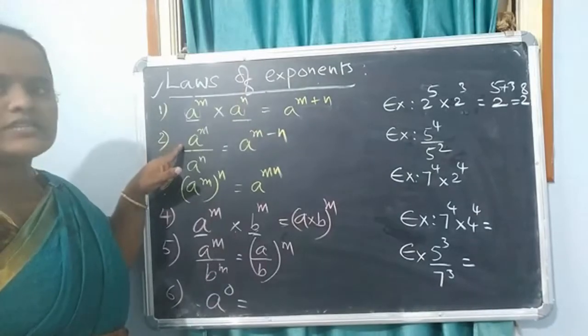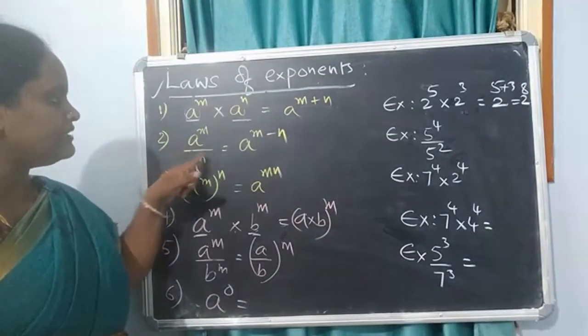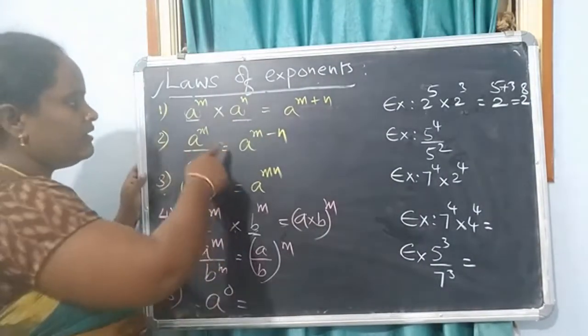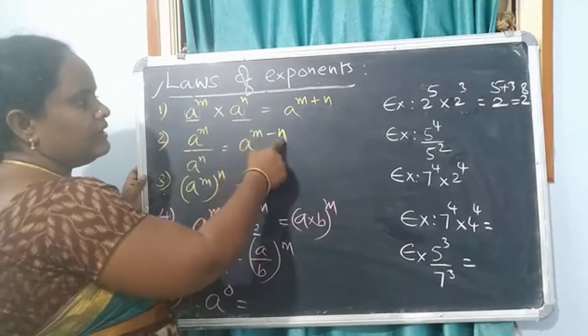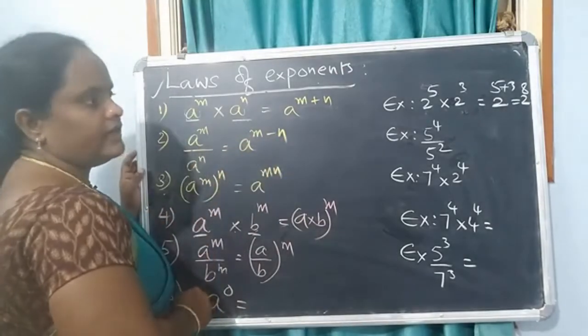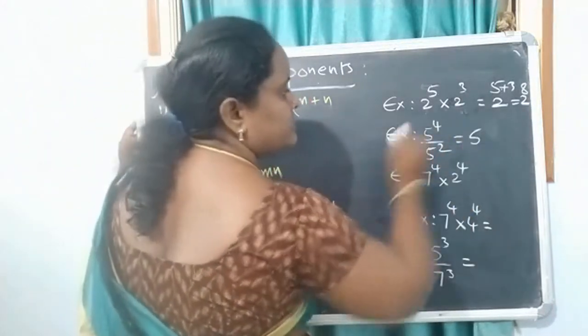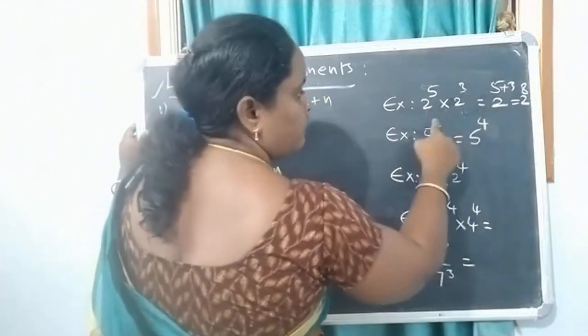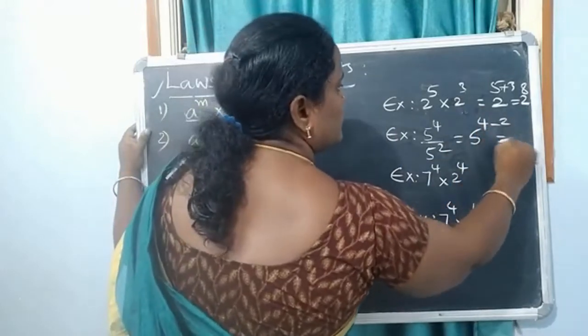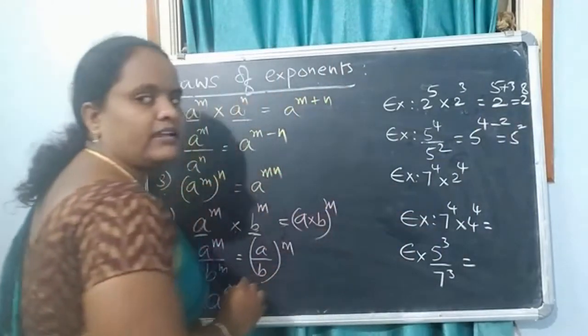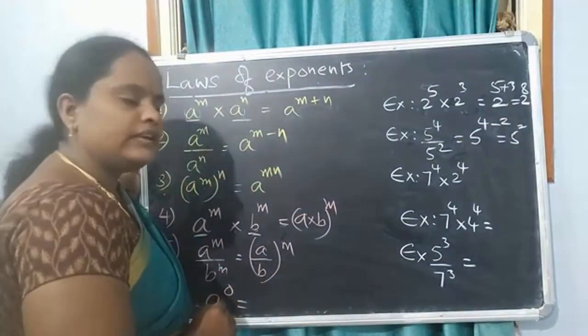Come to the next one, a power m by a power n. When exponential forms are divided, the same base a should be written, and the powers need to be subtracted. So here 5 power 4 by 5 square, 5 is the same base, powers 4 minus 2, that is 5 square. 5 square is 5 into 5, that is equal to 25.